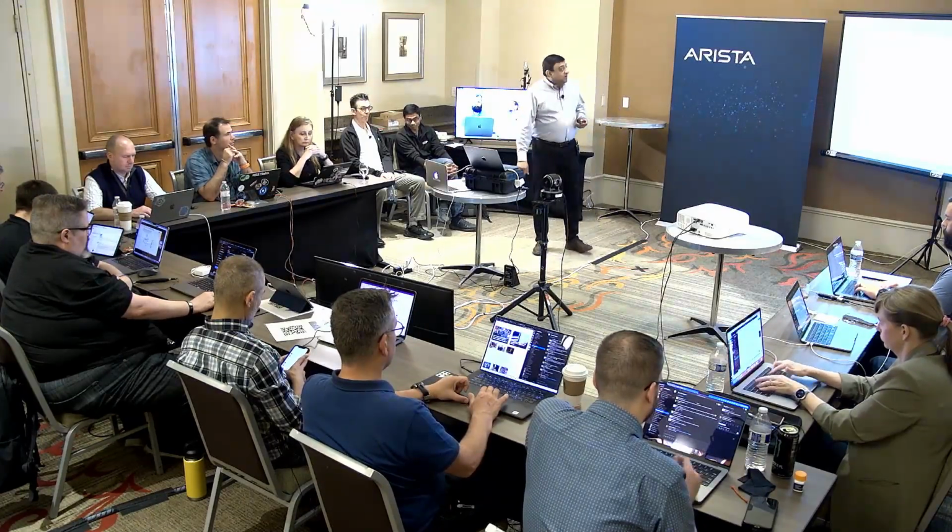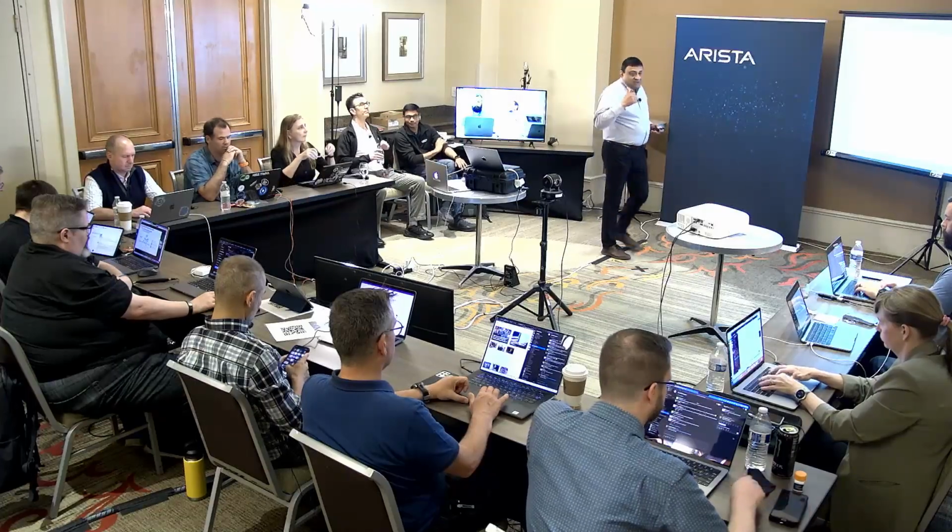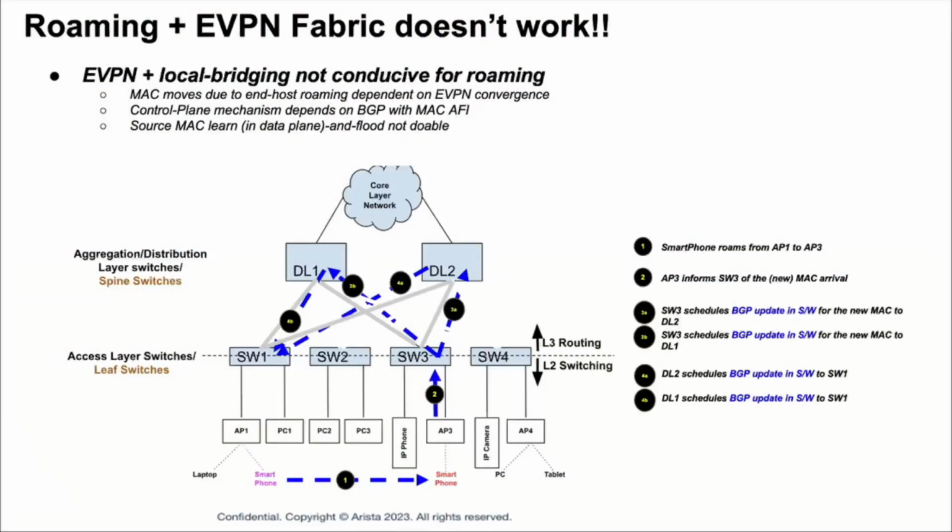Okay, finally, roaming plus EVPN. I think I kind of summarized most of the problem here. Forget everything. Just look at steps 1 to 4. So the smartphone roams from magenta to orange or whatever that is. Basically, our AP immediately, right after it sees that MAC address, sends a link local packet saying, hey, I got this new MAC address. In the past, when it was L2, switch 3 learned that MAC address and just flooded it to everybody. That was the L2 mode, learn and flood.